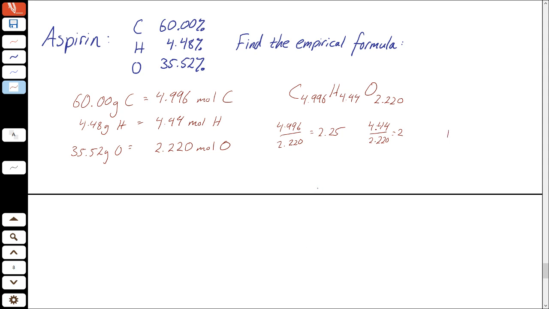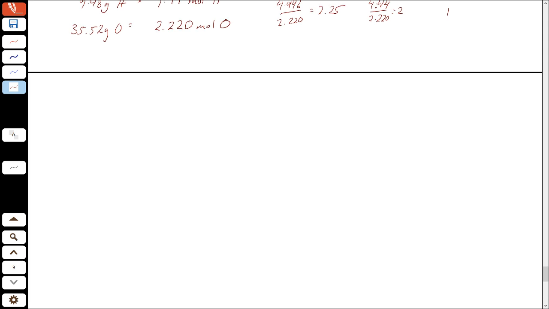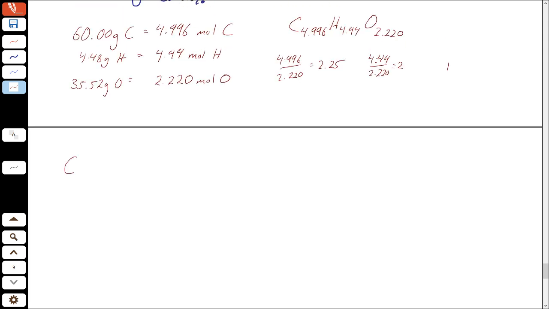So that gives us a slightly reduced formula of C2.25 H2 O1. So we're close. What do we have to multiply this entire formula by to get it to whole numbers? 4, right? Because 2.25 times 4 is a whole number. So we're going to multiply that whole thing by 4 and get C9H8O4.